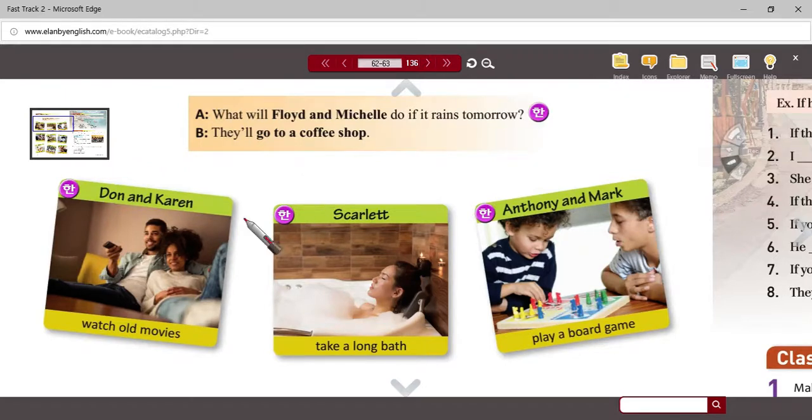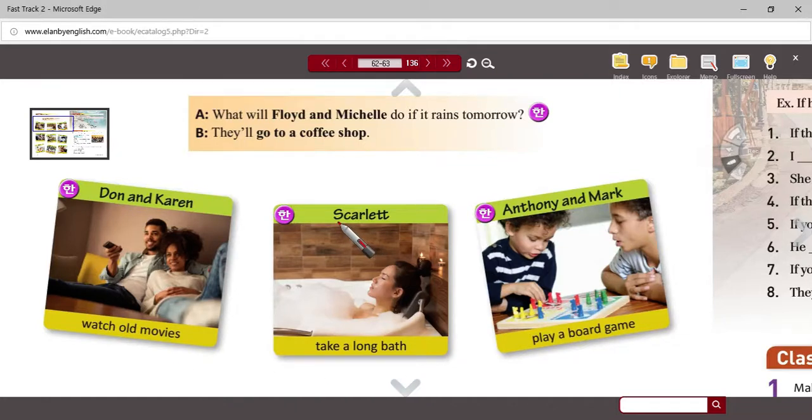Okay, so what will Don and Karen do if it rains tomorrow? They will watch old movies. Right. That's what they're going to do. They're going to sit on the couch. They will sit on the couch and they will watch old movies. Okay. All right, next one.